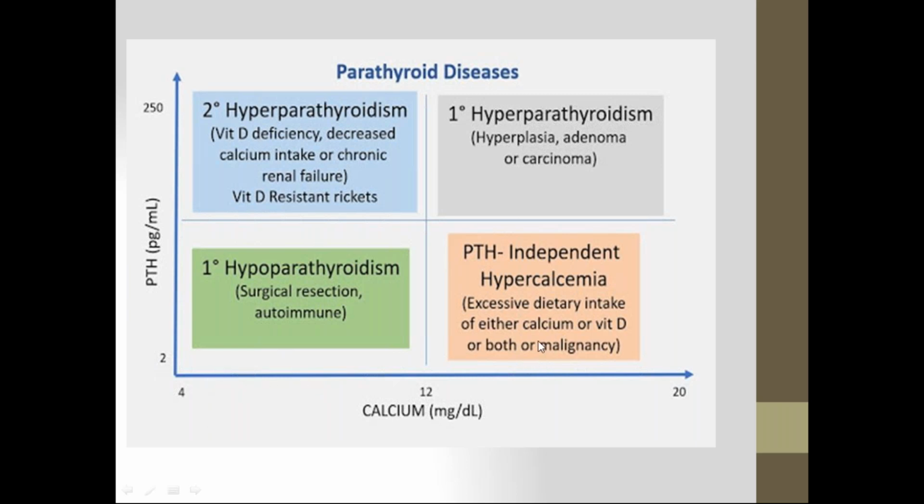In some conditions of parathyroid hormone independent hypercalcemia, such as excessive dietary intake of calcium or vitamin D or both, or malignancy, the calcium level may be 12 to 20 mg per dl, and parathyroid hormone may lie between 2 and 250.